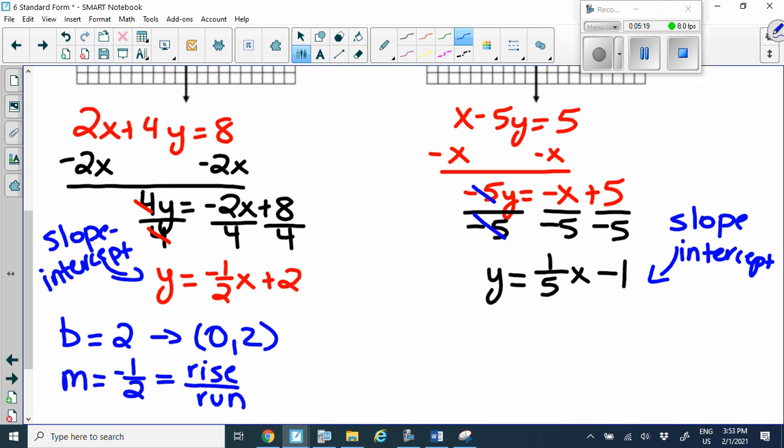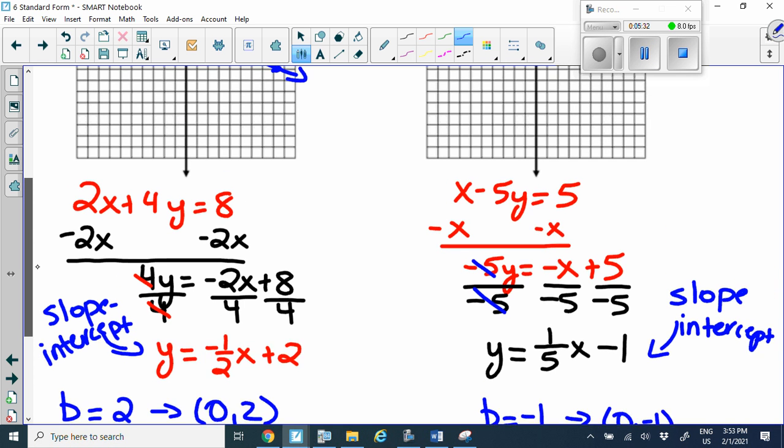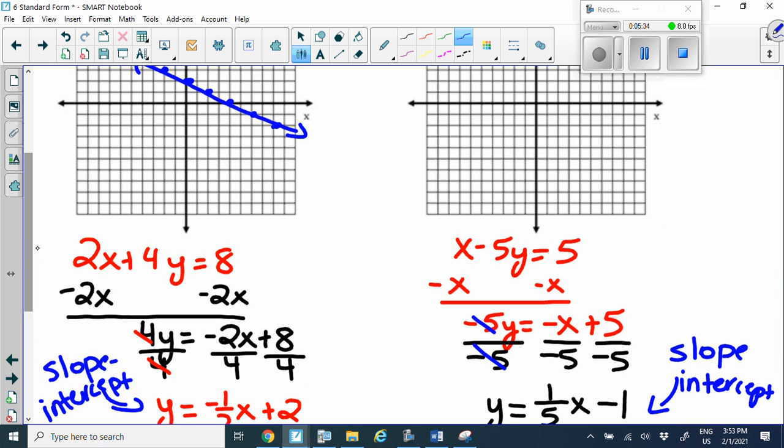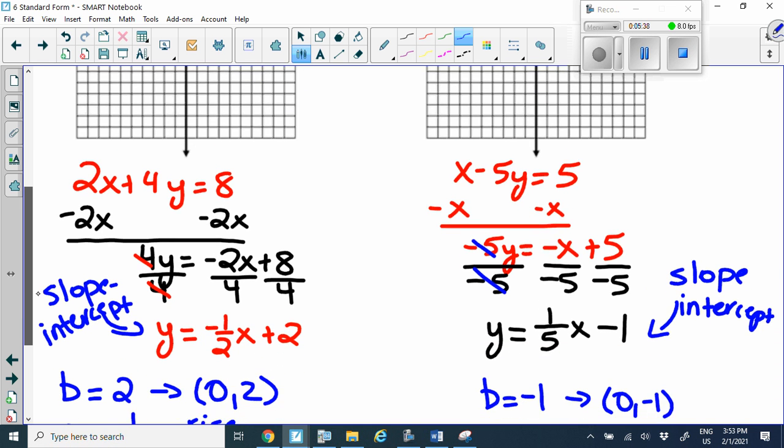okay, let's identify our b, which is the y-intercept. That's going to be negative 1. That means the point is (0, -1). So let's go ahead and we're going to plot that. Remember that crosses the y-axis.